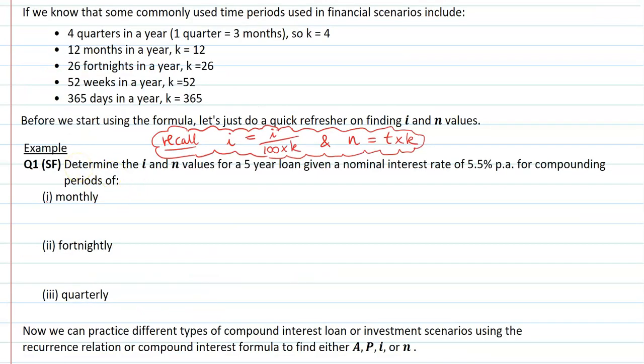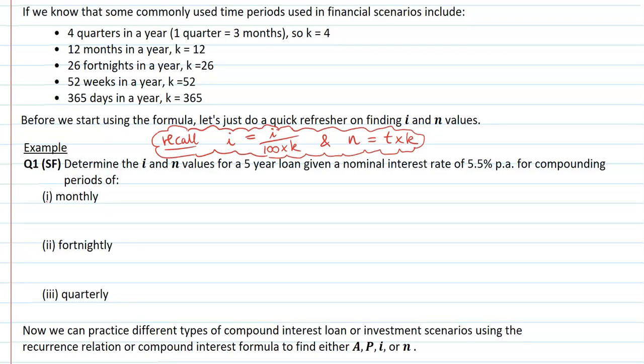Alright, so the example question we have to use to practice this skill is we've got a 5-year loan and we're given a nominal interest rate of 5.5% per annum. And we want to practice converting the I and N values to use if we have monthly compounding periods, fortnightly compounding periods, and quarterly compounding periods. So I'll work through monthly and then I'll get you to pause the video and have a go at calculating the fortnightly and quarterly values.